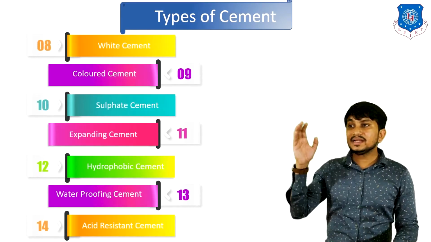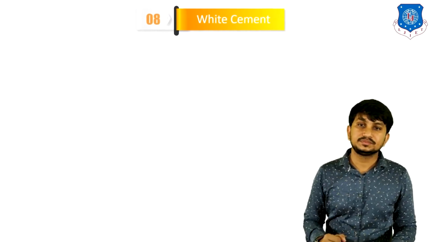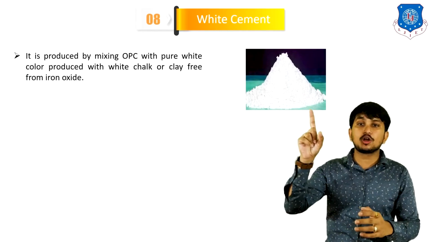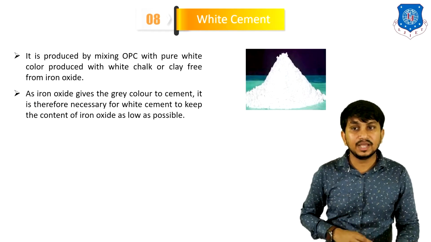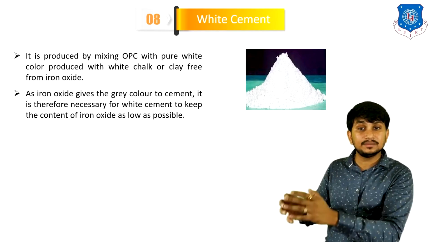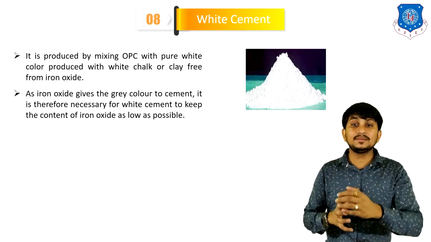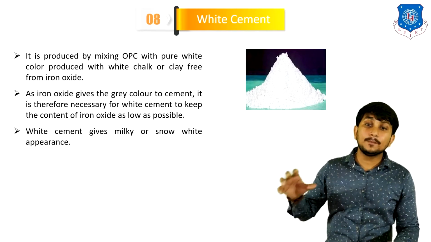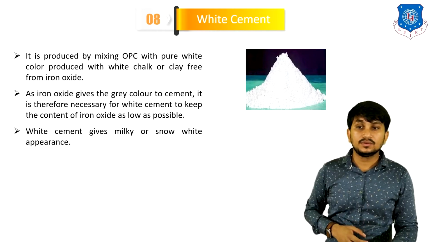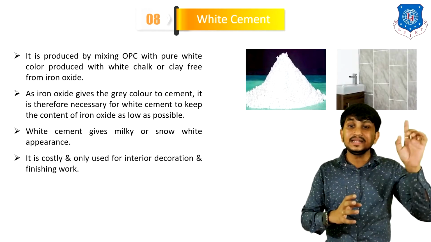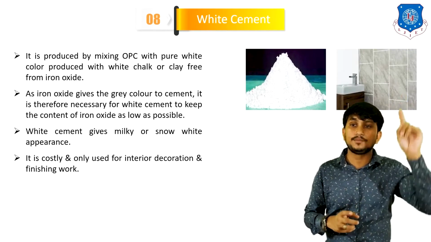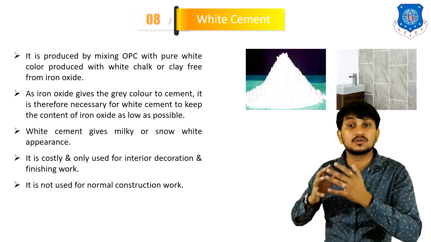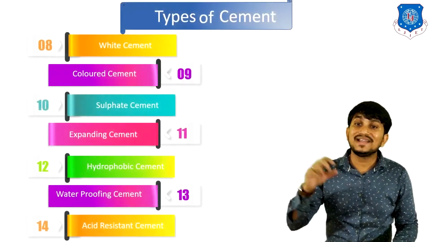Now let's discuss the eighth type of cement, which is white cement. It is produced by mixing OPC with pure white color produced with white chalk or clay free from iron oxide. As iron oxide gives grey color to the cement, it is necessary for white cement to keep the content of iron oxide as low as possible. White cement gives milky or snow white appearance. It is costly and only used for interior decoration and some finishing type of works. It is not used for normal construction of slabs, beams, columns, etc. That's all about white cement.